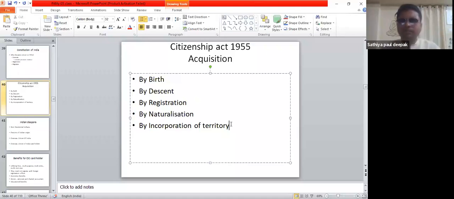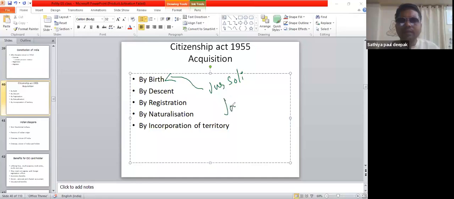Okay. So the world over, there are two principles under which citizenship is granted. One is jus soli. Soli means soil, which means by birth. So if you are born inside a country, you will be granted the citizenship of that country. It's called by birth.